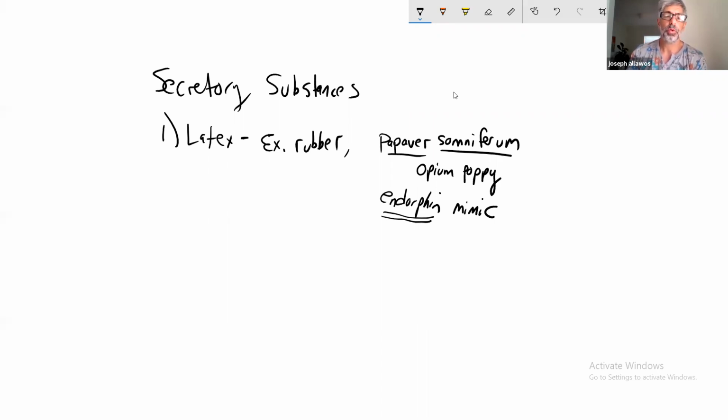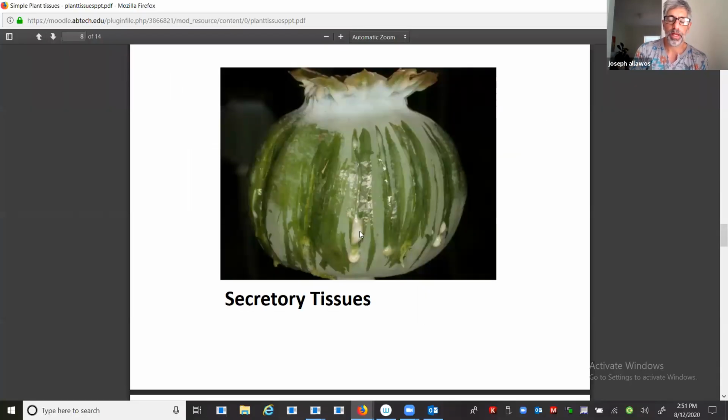Okay, so what is opium? It's just that latex that you saw oozing out of the plant. And so the way that they harvest it is they make these little lacerations in the fruit. This is the fruit of the poppy. And then they'll come through and scrape this latex off 2 or 3 times a day. And that would be raw opium. And then from there, you can refine it into heroin or morphine.